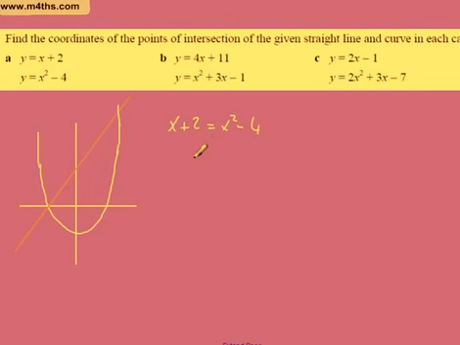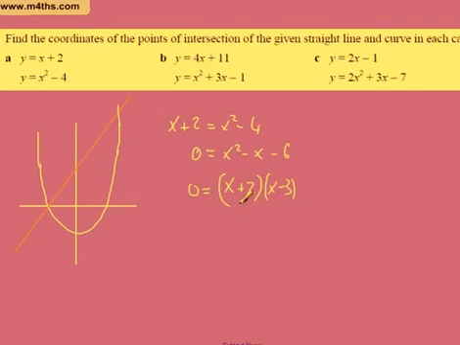Dragging everything to this side and setting to 0, x squared minus x, and then we're going to subtract 2 is going to give us minus 6 is equal to 0, and this will factor, and this will give us x plus 2, x minus 3 is equal to 0.